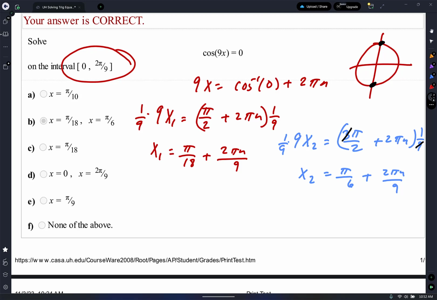3 goes into 9 3 times, see? And then I just do 3 times 2, just for that. When you're multiplying, don't multiply the 2 pi n by 1/3. You're still multiplying 2 pi n by 1/9. Okay, answers. I'm not doing the 2 pi 9, I'm not adding to it, so don't add. So then that means pi over 18 is an answer, and pi over 6 is an answer. So there it is.